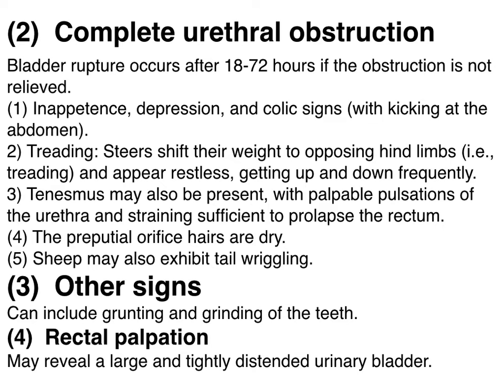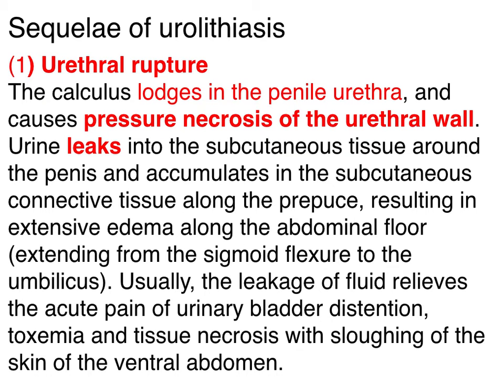The preputial orifice hairs are dry. Sheep may also exhibit tail wriggling, tail raising. Other signs can include grunting and grinding of the teeth. Rectal palpation may reveal a large and tightly distended urinary bladder.